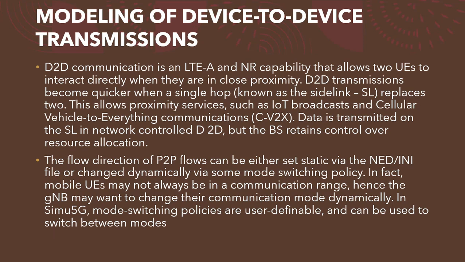Data is transmitted on the SL, side link, in network controlled D2D, but the base station retains control over resource allocation. The flow direction of P2P flows can be either set statically via the NED INI file or changed dynamically via some mode switching policies. In fact, the mobile UEs may not always be in communication range. Hence, the gNodeB base stations may want to change their communication mode dynamically. In simulator 5G, the mode switching policies are user definable and can be used to switch between modes.